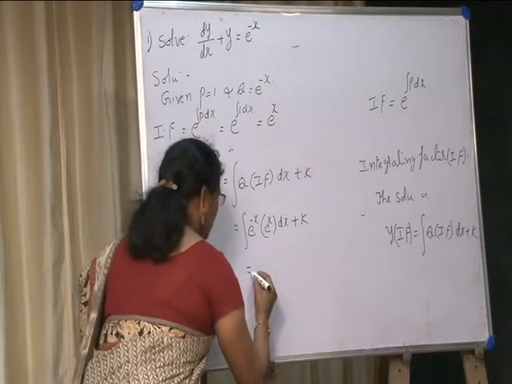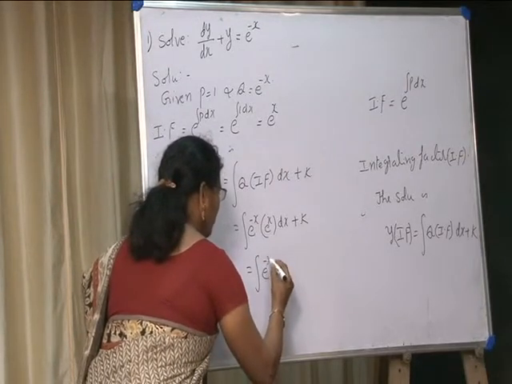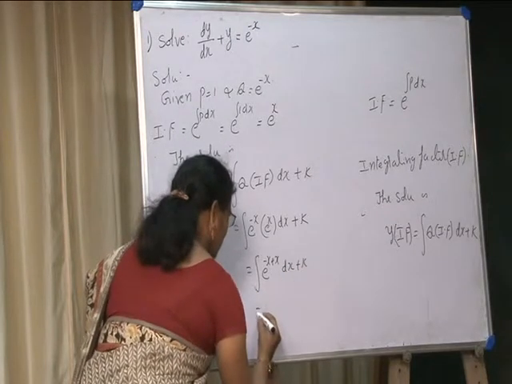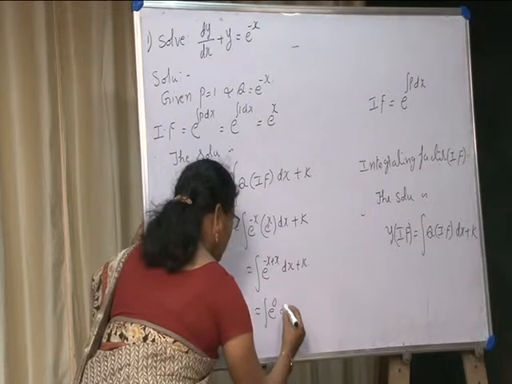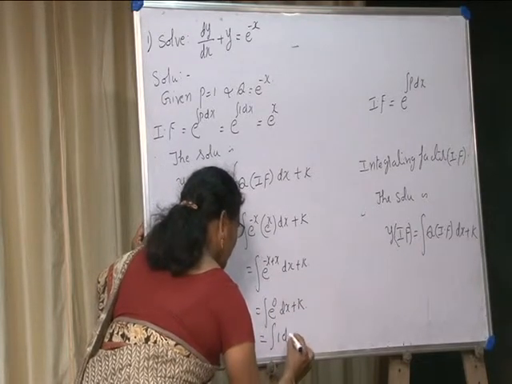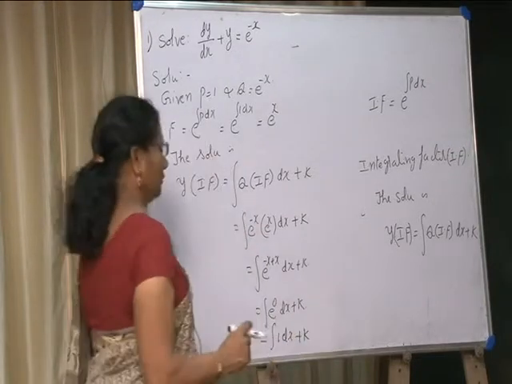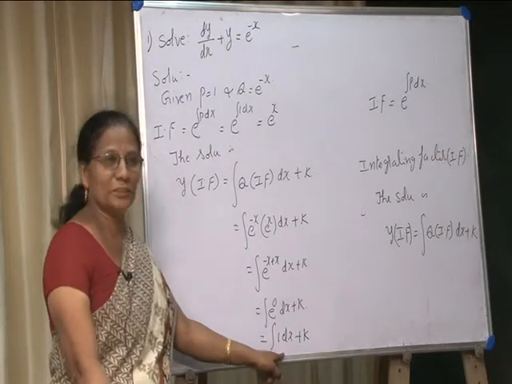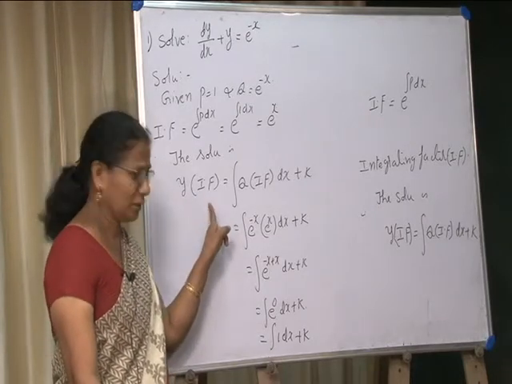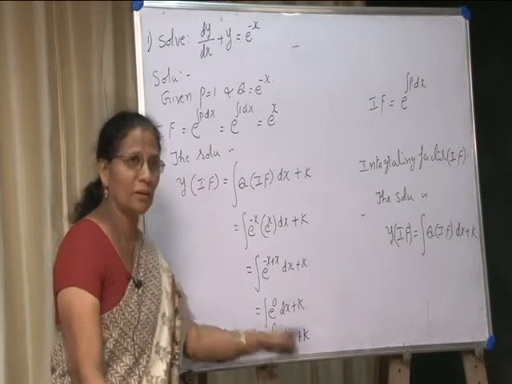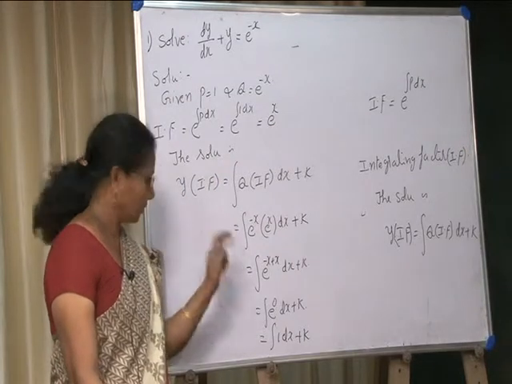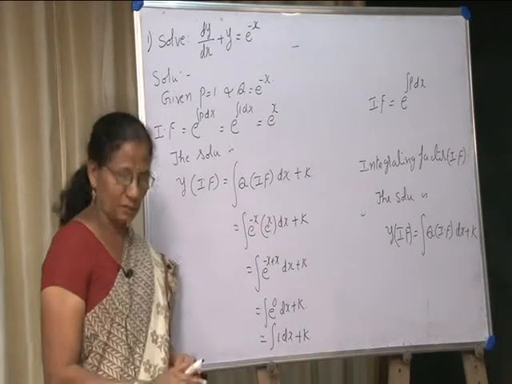This is equal to integration of e to the power of minus x plus x dx plus k. This is equal to integration of e to the power of 0 dx plus k, which is integration of 1 with respect to x plus k. Integration of 1 with respect to x is equal to x. Therefore, the solution is y into integrating factor is equal to x plus k. Integrating factor is e to the power of x, so y into e to the power of x is equal to x plus k.